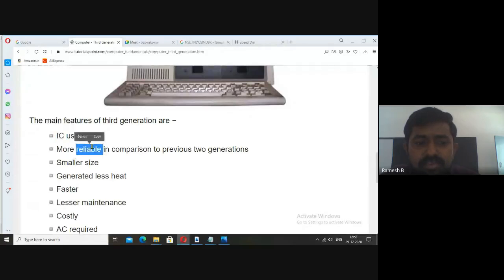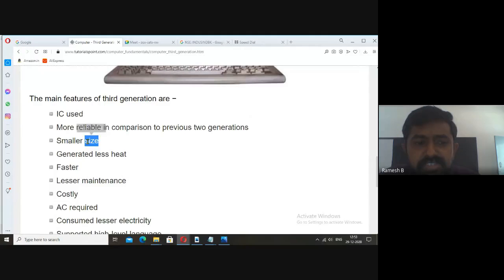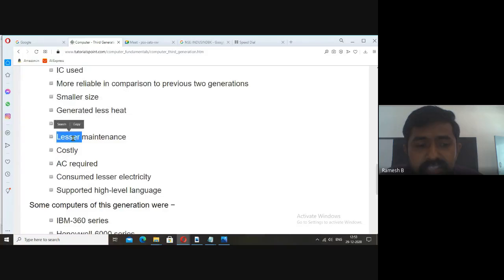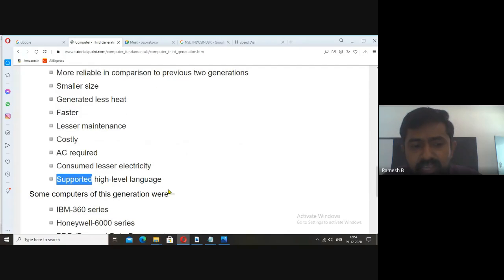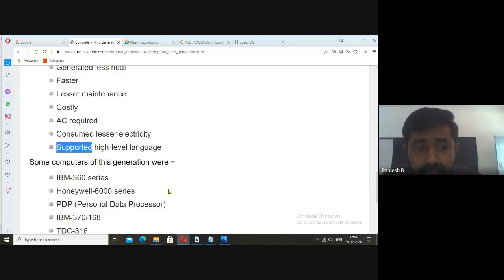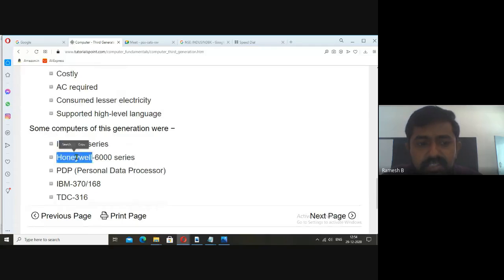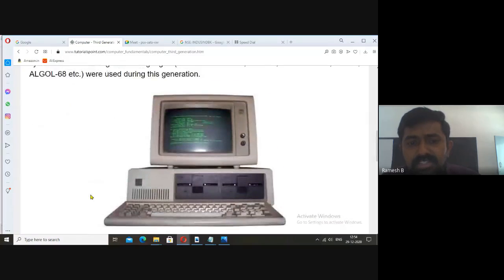They were reliable and smaller in size. They generated very little heat, and they were faster. Lesser maintenance. It was a little costly. AC was required. It consumed less electricity and it supported high-level languages like C. C is one of the high-level languages. The names of those computers were IBM 360, Honeywell 6000, PDP and IBM, TDC 316. These are examples for the third generation computers.